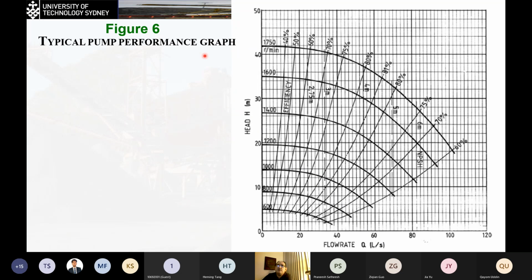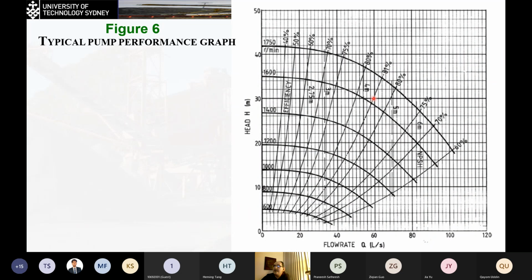Now this will be a typical pump performance graph. Once again, we have the flow rate here and the head on the y-axis. How are we going to use this one? Let's say I have 60 liters per minute, and the head required to be pumped is 30 meters. Now I get the intersection of these two points at this location here. That means the efficiency is almost 81%.